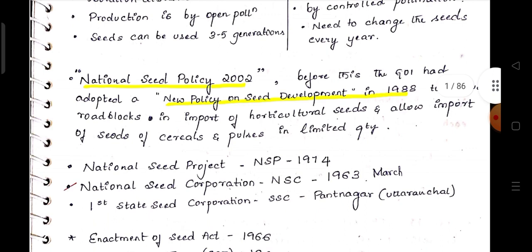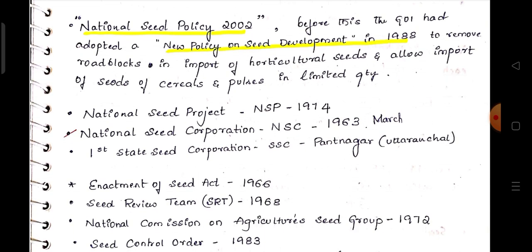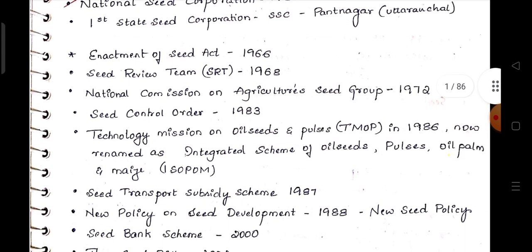National Seed Policy 2002. Before this, the Government of India had adopted a new policy on seed development in 1988 to remove roadblocks in import of horticultural seeds and allow import of seeds of cereals and pulses in limited quantity. First State Seed Corporation was established in Pantnagar. Then National Commission on Agriculture's Seed Group was established in 1972.